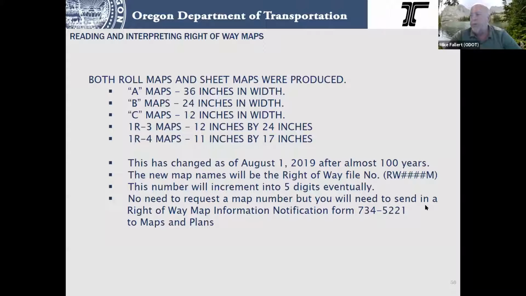In the past, you had to request a map number because you didn't know the sequence. Only the maps and plans knew the sequence of what the next map number was. So you don't have to do that anymore, but we do have you send in a form that says I'm creating a map.